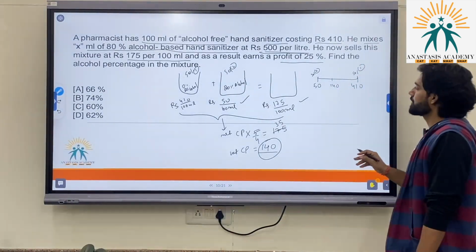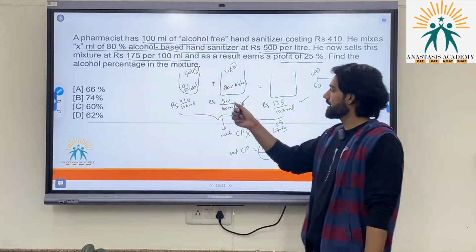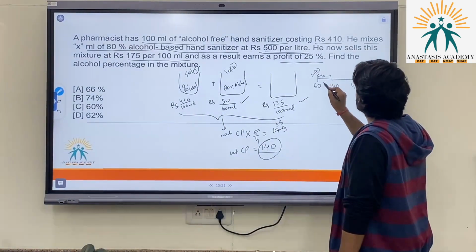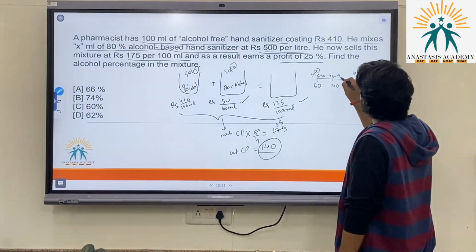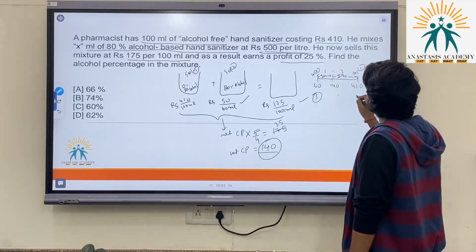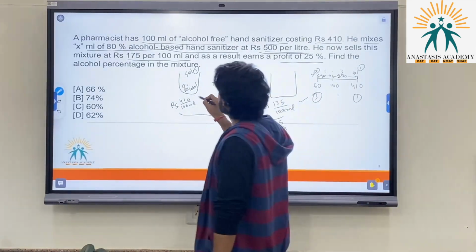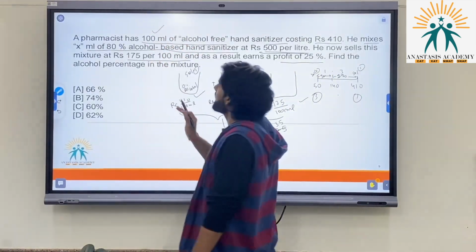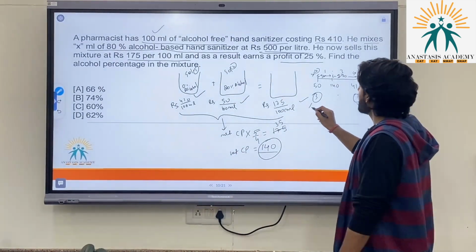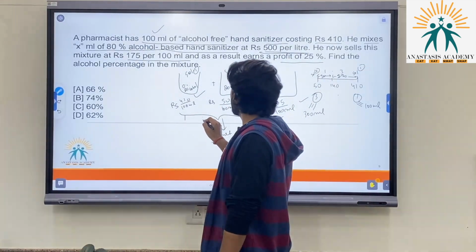So from this alligation I am finding the ratio of volume in which these two are mixed. So how much is this? 90 and this is 270. So what is the ratio? 1:3. So these must be mixed in the ratio 1:3, and I know how much 0% alcohol has been taken. The pharmacist has taken 100 ml of this. So 1 unit is equivalent to 100 ml, so 3 becomes 300 ml.